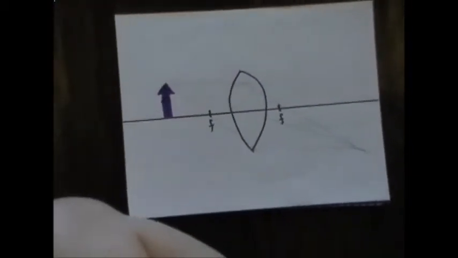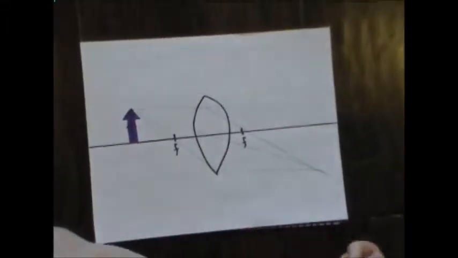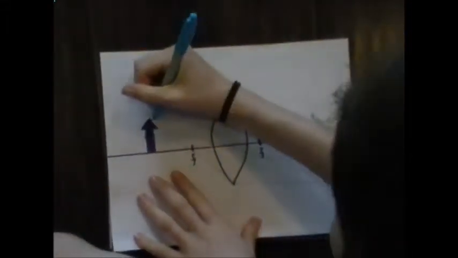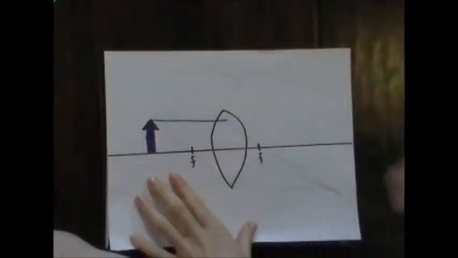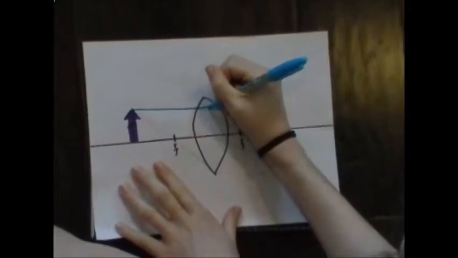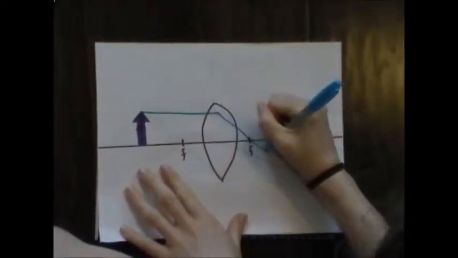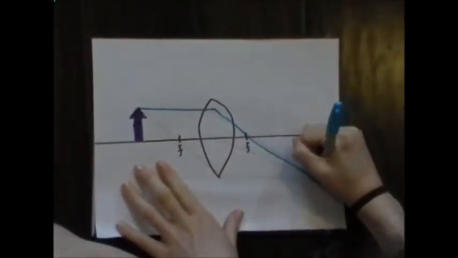Okay, so we're going to be doing a ray diagram of a convex lens. So first, you're going to draw a line from the top of the image straight out into the center of the convex lens. And then you're going to take that line and take it straight through the outer focal point and all the way down.